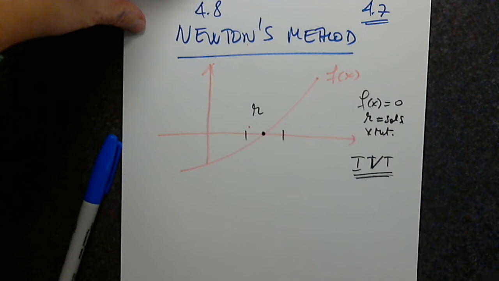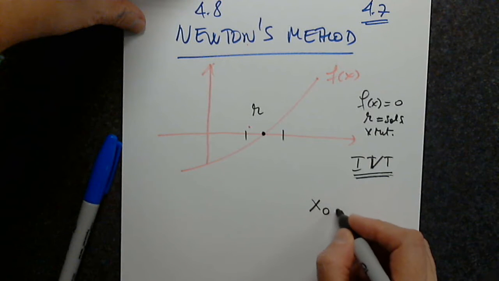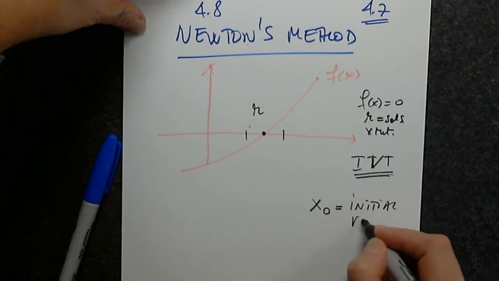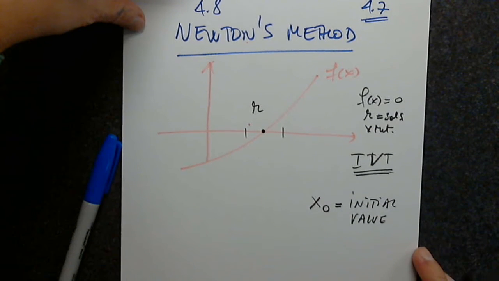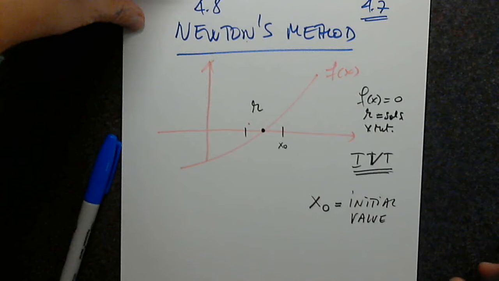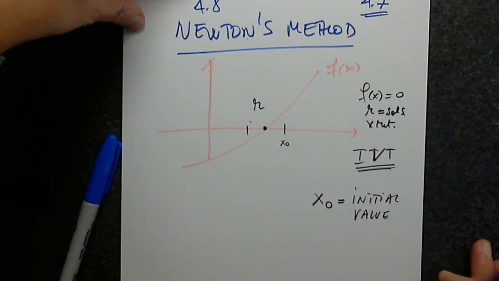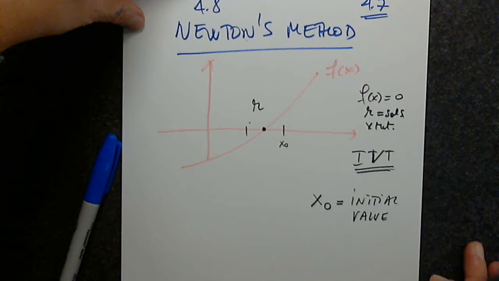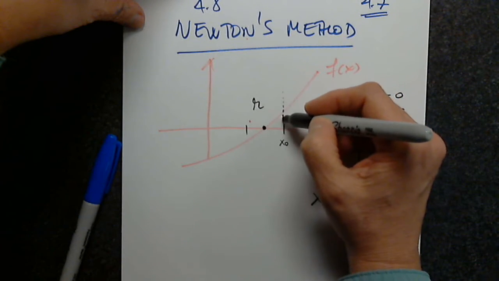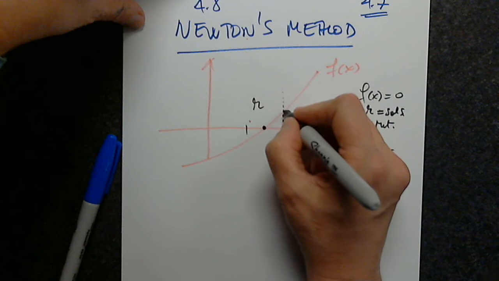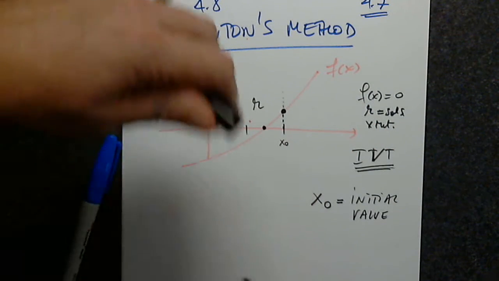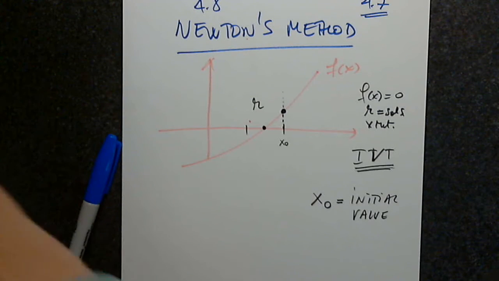He said this. Let's start somewhere. Initial value. I'm going to say that this is my initial value. I want to start here. Let's say the interval is 3, 4, and I want to start with 4. That's an example. I draw a vertical line. It crosses the graph at this point. And at this point, I'm going to draw a tangent line.